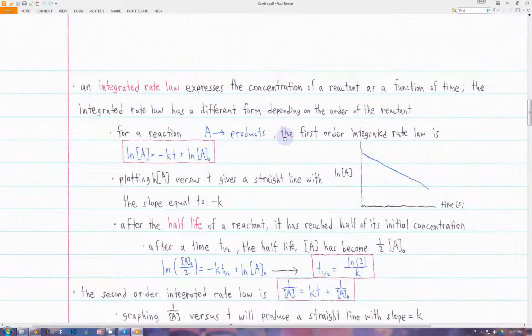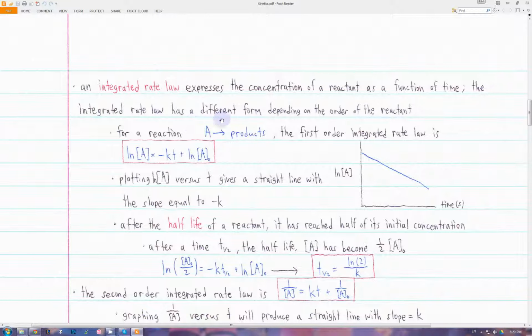Since we can only write the integrated rate law for one reactant at a time, the easiest type of reaction to write the integrated rate law for is one where there is just one reactant. Say we have a reactant A which produces some products. The integrated rate law has a different form depending on the order of this reactant. So in this video, we're going to go over the equations for a zero, first, and second order reactant.